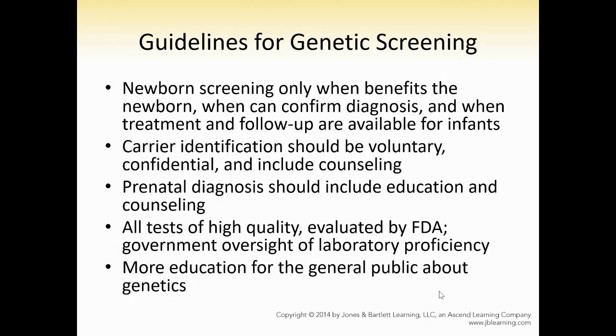Carrier identification should be voluntary, confidential, and include counseling. That would be genetic counseling. Meaning, if I was doing a genetic test to see what kind of risks my children would have, they are not allowed to share that information with other people. It should be voluntary, meaning I should choose whether or not to have that genetic screening or not. And then it needs to involve some sort of counseling to help me make educated decisions on what the role of my genes would play in a pregnancy.